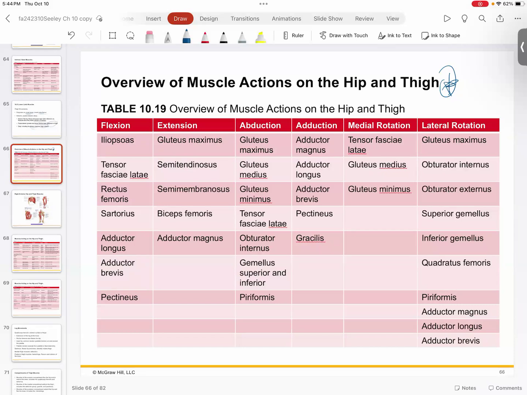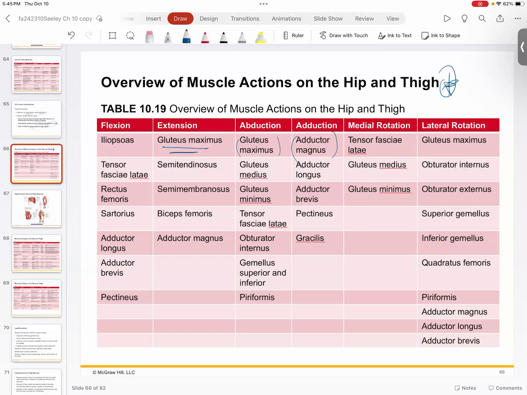So basically your iliopsoas is going to be associated with flexion, whereas your gluteus maximus is going to be the extension and abduction, and your adductor magnus, which is your kind of groin area, is going to be adduction. So remember, that's moving toward your midline. And then your tensor fasciae lata is going to be medial rotation. So rotating your leg to the inside is going to be tensor fasciae lata.